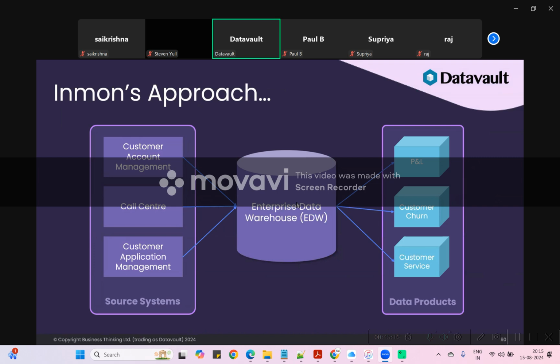Now, Bill didn't say what these data products should be, but he did say he likes this star schema method. Maybe you could use star schemas to report from the enterprise warehouse layer. And that makes a lot of sense.